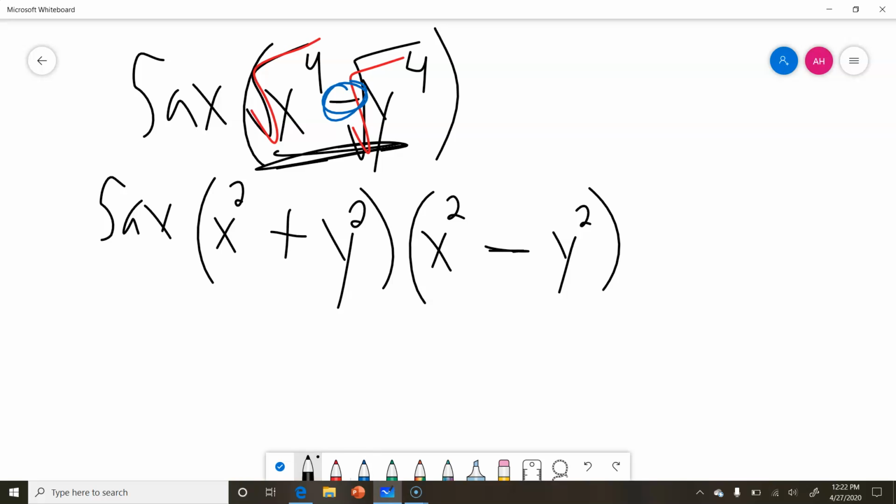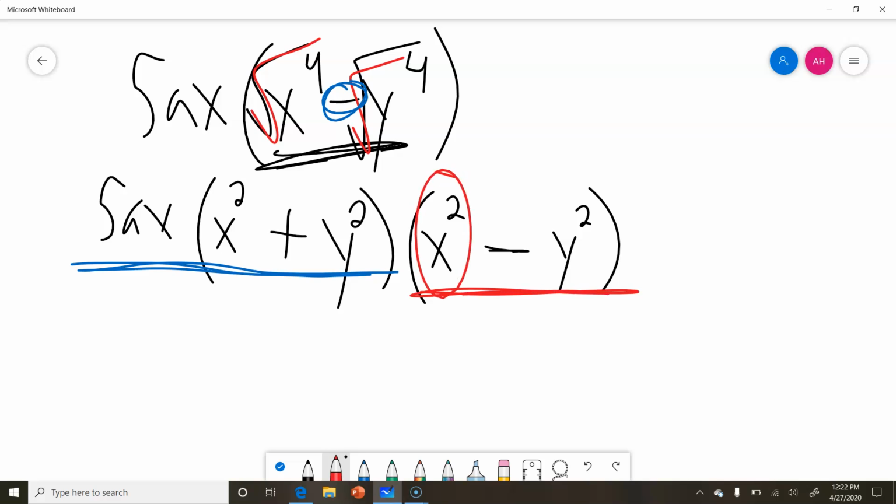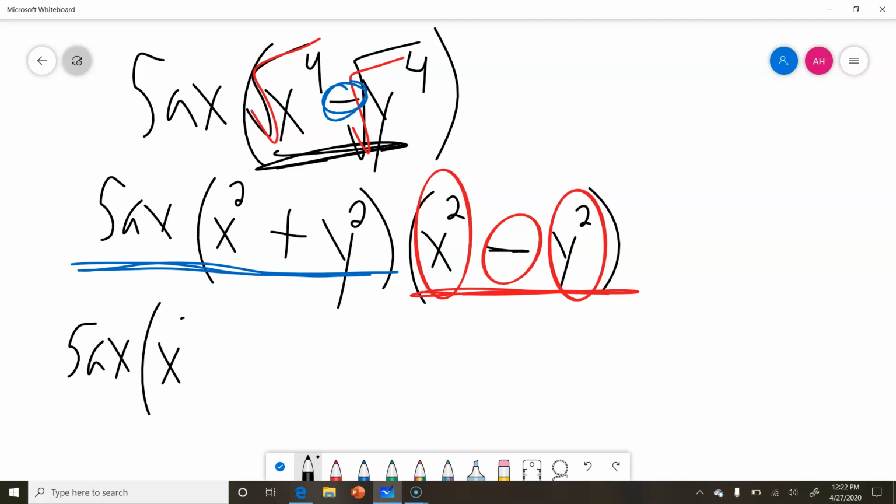Now, even here, I'm still not done. These guys are done, but guess what I have again? Right here in the red, another difference of squares, right? This and this and this, another difference of squares. So the 5 this time, right, it still stays the same. 5ax times x squared plus y squared.